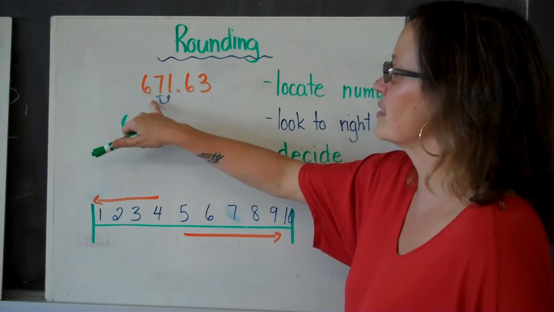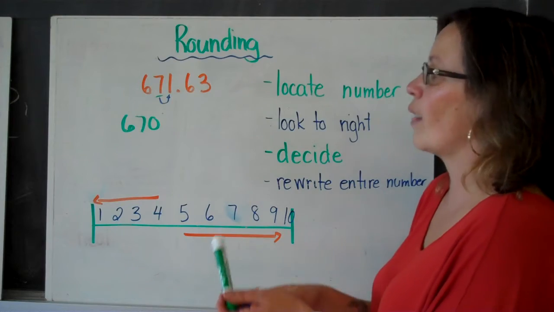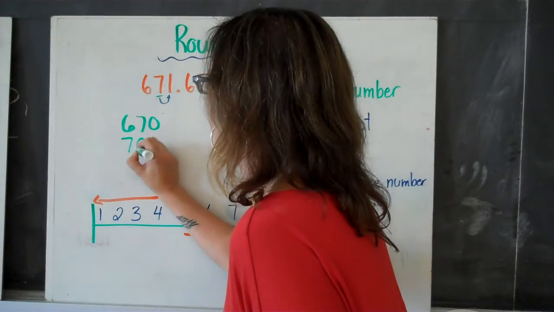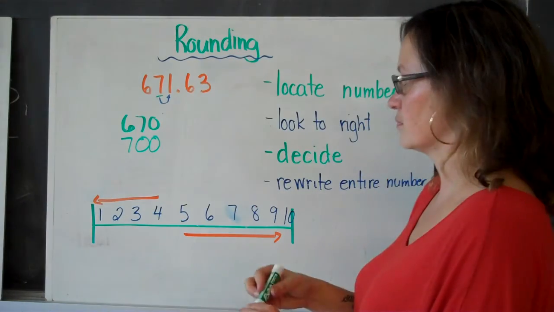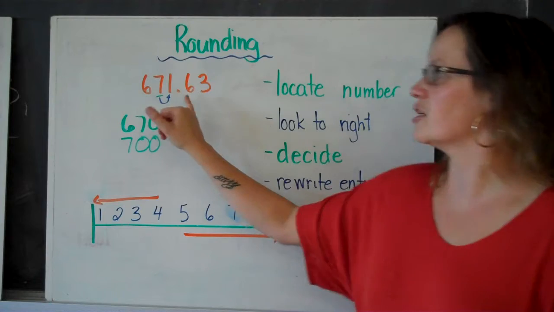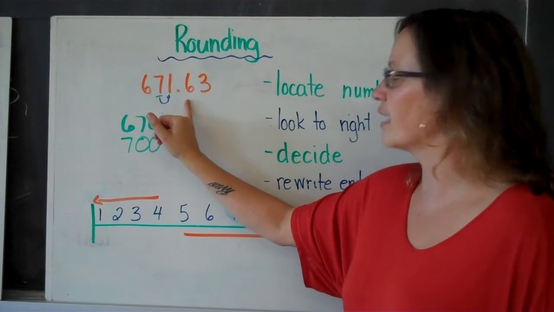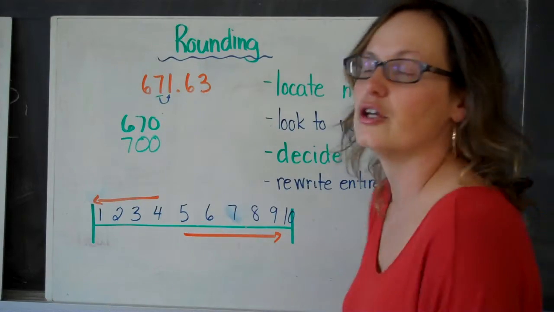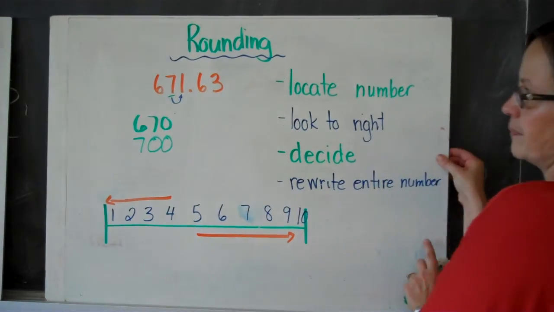So the rule is 5 and above, you round up. So 671.63 rounded to the nearest 100 would be 700. And it would be the same for my decimal. The rule doesn't change just because it's a decimal. You find the place value and then you look to the right to determine whether or not you stay or you go higher.